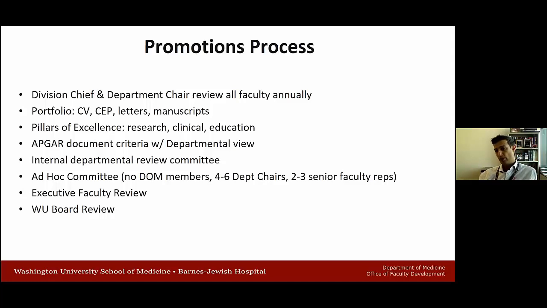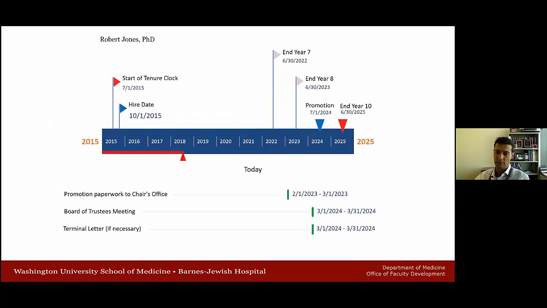In terms of when you are up for promotion, there's a series of filters and checkpoints that your CV and CEP will be evaluated by, both inside and outside Department of Medicine, before the decision is made. And it does take time. So the timeline here is for those that are on a research or tenure track. The example here is a generic name, PhD, but I think you can see it's a 10-year process. This is specific to researchers who are on a tenure track.